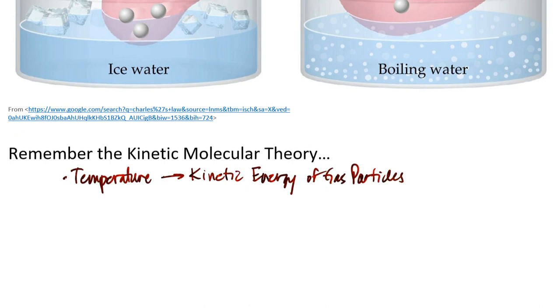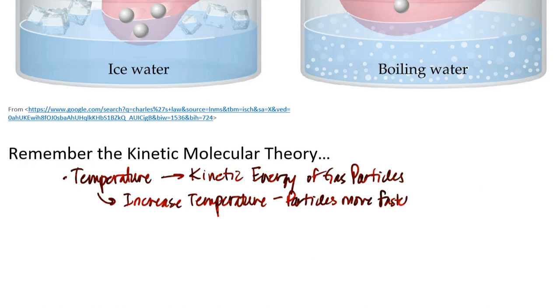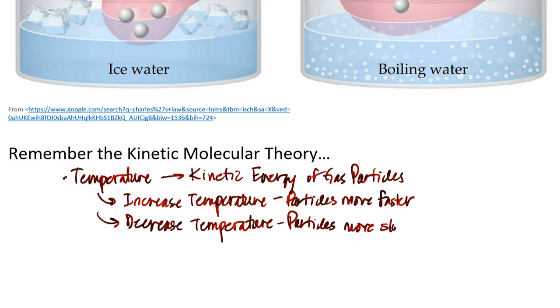Okay, and we are aware that if we increase temperature, then a system of particles will actually start to move faster. The particles within this system will speed up and move faster as you raise the temperature. If you decrease the temperature, then the kinetic energy of the particles will also decrease, and when the kinetic energy of the particles decreases, the particles move slower.